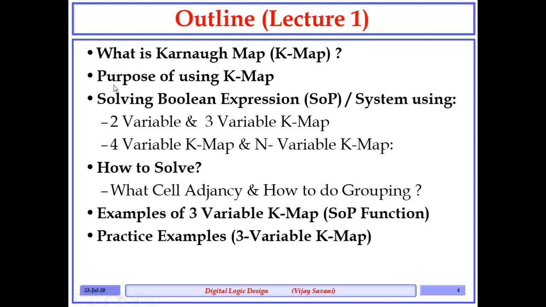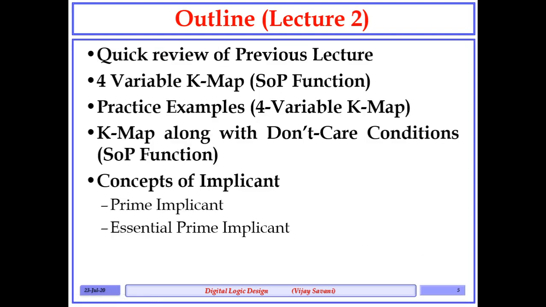We have discussed the K-map, the purpose of K-map, and solving the SOP function using 2 variable and 3 variable K-maps, and how to solve the K-map. Then we took a few examples based upon 3 variable K-map and a hands-on session. Now, in this lecture, first we quickly review the previous lecture if you have any doubt. Then we will jump to the 4 variable K-map, again using a SOP function, sum of product function.